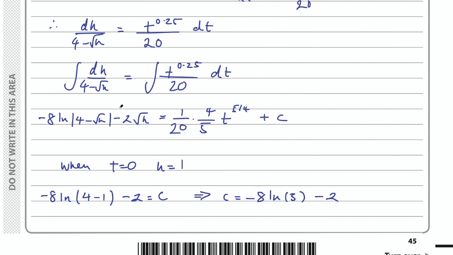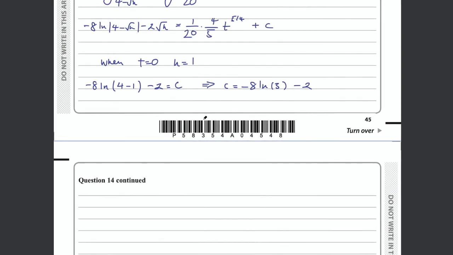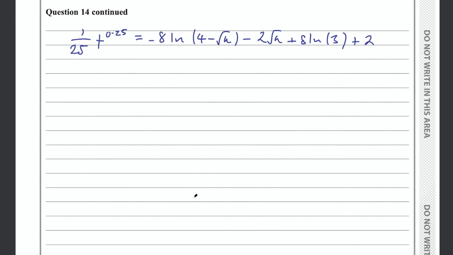And then going back to this equation up here, I'm going to rewrite this slightly. So I'm going to write t on the left because I'm solving for t. And also I have 4 on 20, which would be 1 on 5 there, times 5. So that would be 1 on 25, t to the power of 0.25. And I also have c now, and I might add that to the other side. So if I include it on the left, it would be negative 8 log 3 take 2, but I'm going to add it to the right hand side. So I have all of this equal to negative 8 log of 4 take root h take 2 root h plus 8 log 3 plus 2. Okay, now I have an equation in terms of t and h.